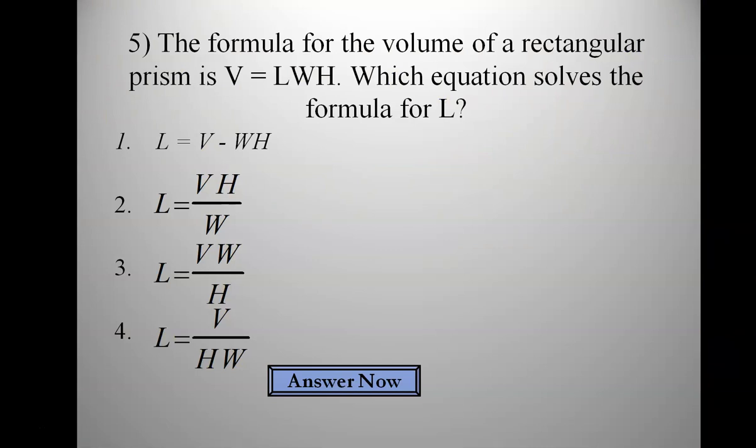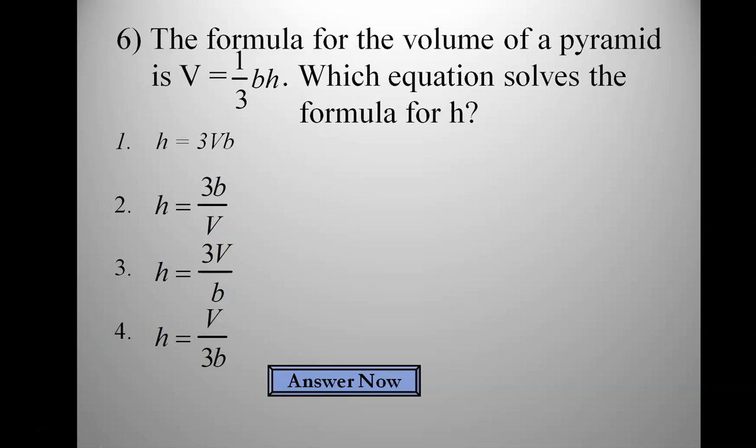Now, this is for you to try. The formula for the volume of a rectangular prism is volume equals length times width times height. Which equation solves the formula for L? And that is equation number 4. Let's take a look at the next one.